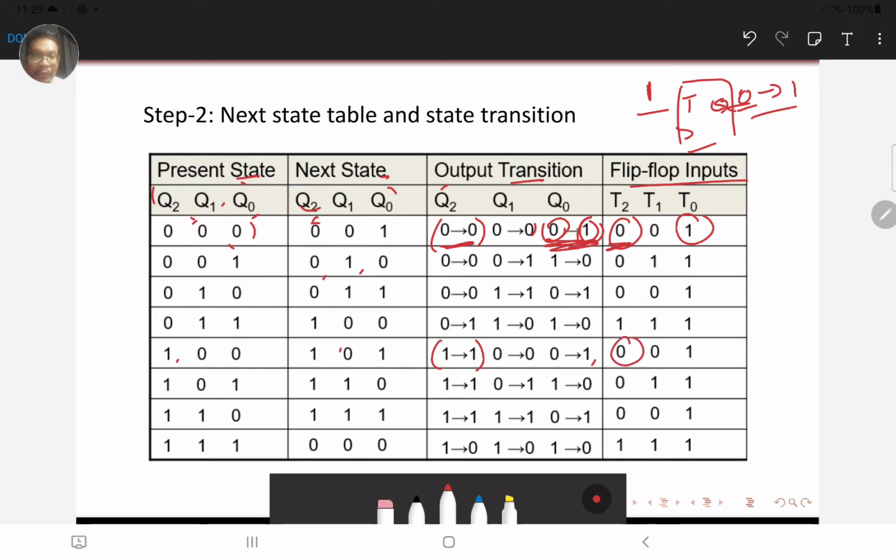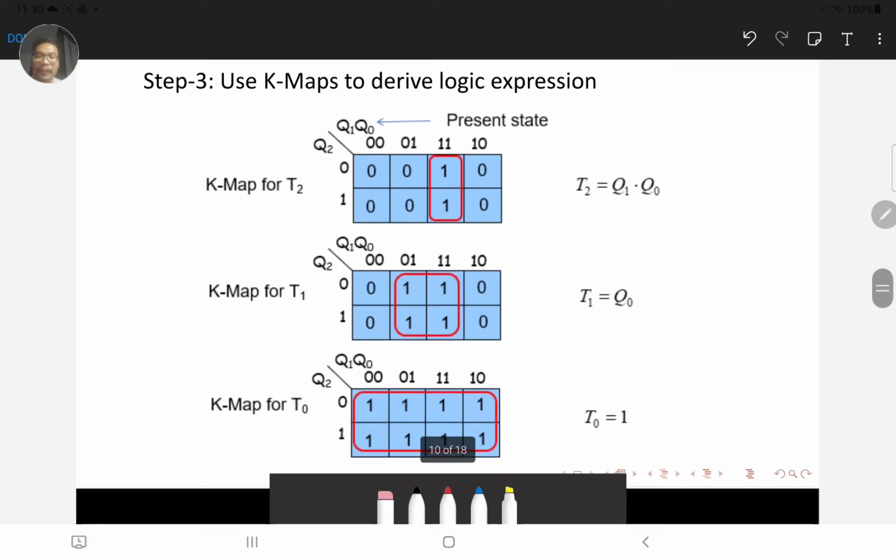So 1 to 1, our T2 will be 0 because we want to maintain. 0 to 0 also maintain, and that's why we have a 0. However, for Q0, we have 0 to 1, which is a flip. Initially the Q is 0, we want to make it a 1, and therefore our flip-flop input T0 during that state is actually 1, because we want to flip. Similarly here, this is maintained, this is a flip, and this is a flip. Okay, so we can just complete the flip-flop inputs, and from here we can get the K-map. We use the K-map to derive the logic expression.